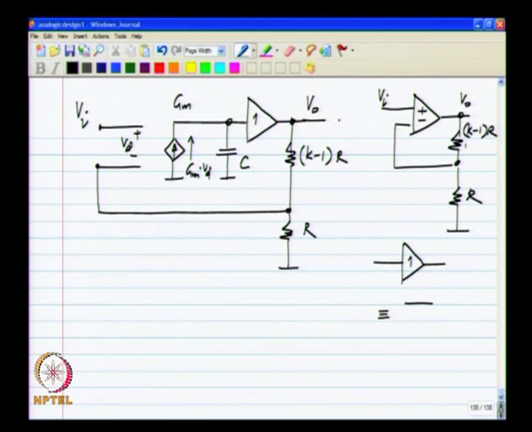This is equivalent to, if you have Vi here, a voltage controlled voltage source of gain 1. Okay. So, once we do this, our job is complete, because now any current from the control source flows into the capacitor and the buffer isolates the capacitor from what is happening outside.